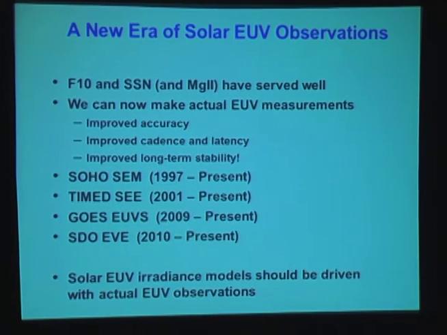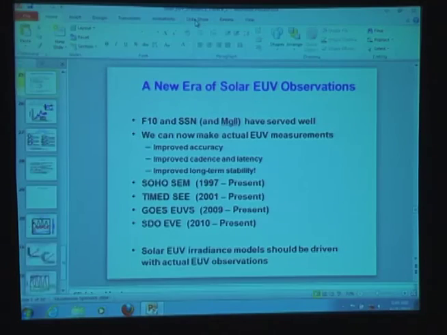And I think we're entering a new era of EUV observations. We've got improved accuracy. The SOHO measurement started in 1996. The sensor was built in the late 80s and early 90s. So the technology is really 30 years old. So now we are in a new era. These sensors are more stable, the calibrations are better, and we've got lots of them. And as Phil mentioned, it's time to use EUV irradiances to drive the models as inputs into the thermosphere-ionosphere system.